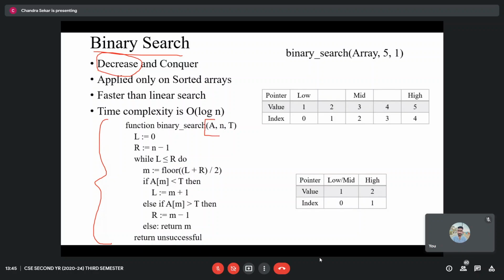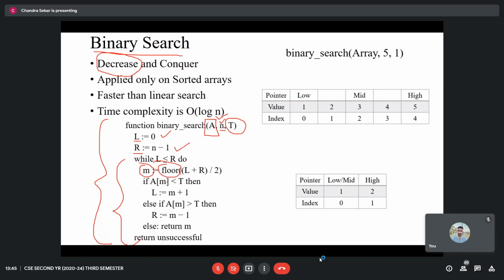So given an array, say A, with n elements, the target T will be searched in the given array of n elements, where L is the index of the leftmost element and R is the index of the rightmost element. Initially L is equal to 0 and R is equal to n minus 1. It iterates while L is less than or equal to R. First it finds the middle element, that is (L plus R) by 2, and rounds it off.